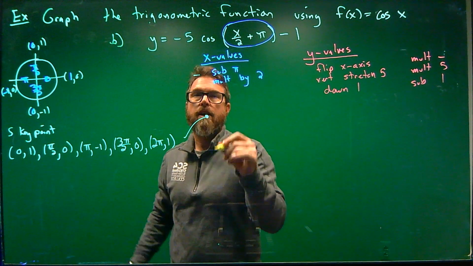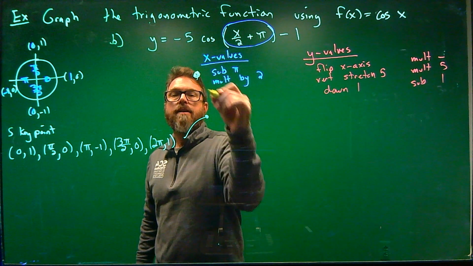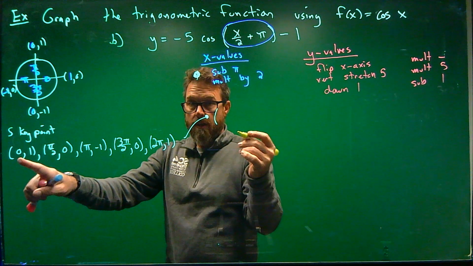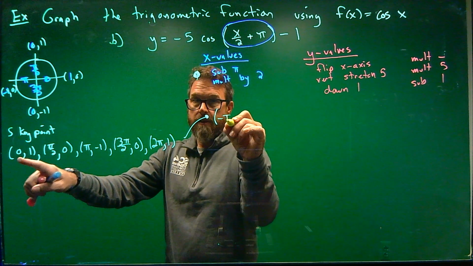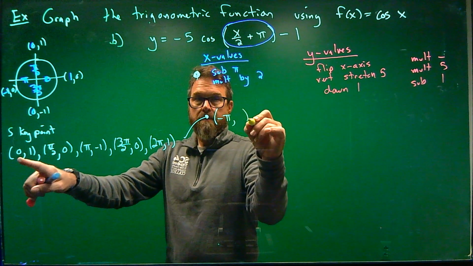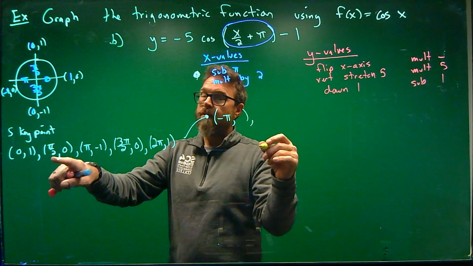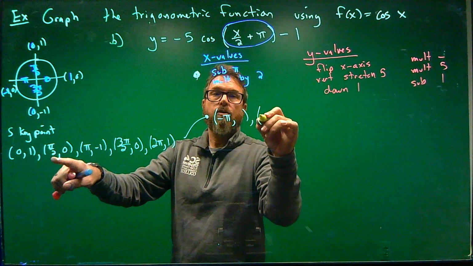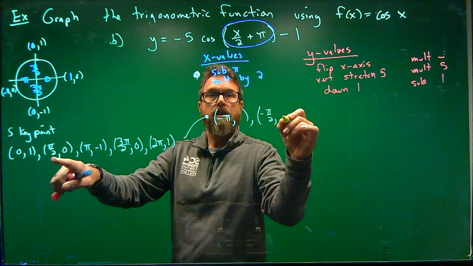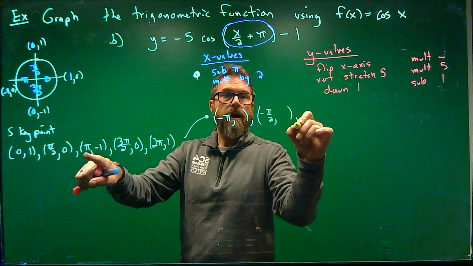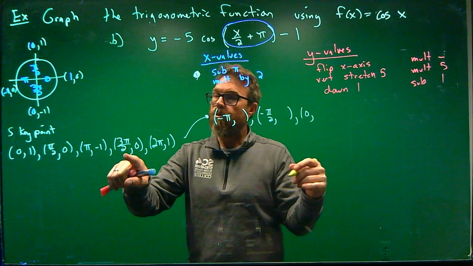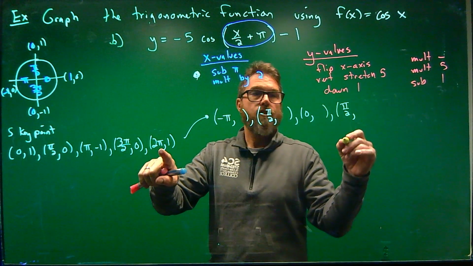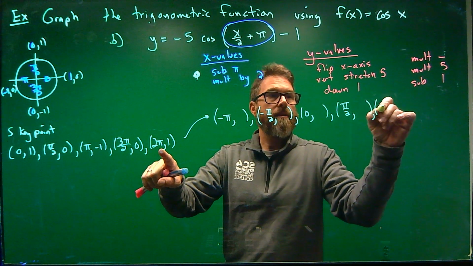So first we have to subtract pi. So 0 minus pi, I'm just going to do the arithmetic. So 0 minus pi is going to be negative pi. Pi over 2 minus pi. So pi over 2 minus 2 pi over 2 is going to be minus pi over 2. Pi minus pi is going to become 0. 3 pi over 2 minus pi is going to become pi over 2. And then 2 pi minus pi is going to be pi.